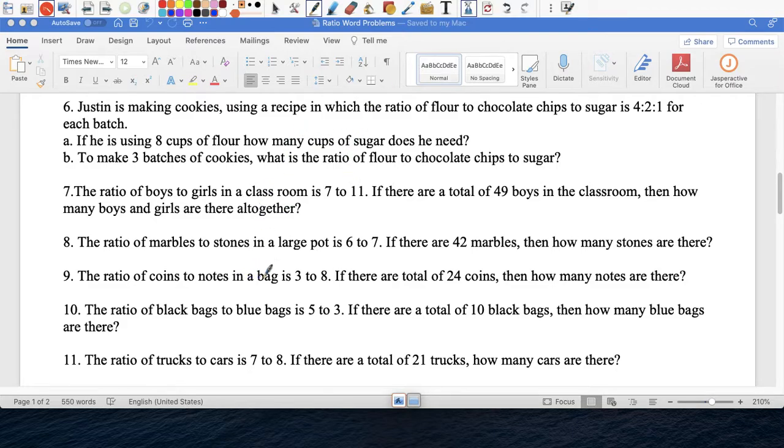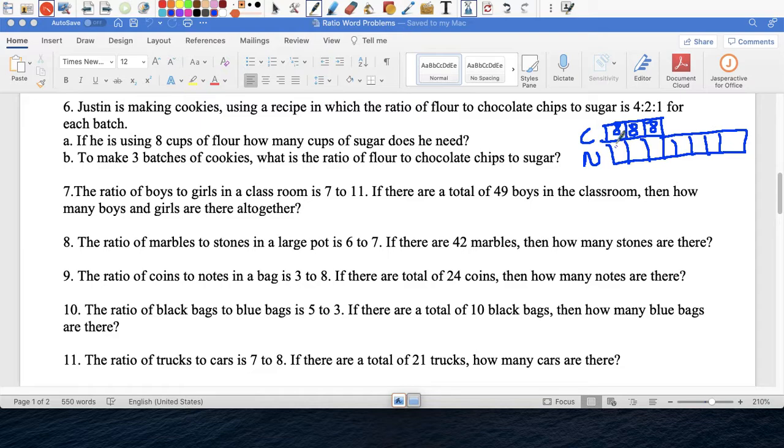The ratio of coins to notes in the bag. So this is coins to notes. Let me use a tape diagram. 1, 2, 3 and 1, 2, 3, 4, 5, 6, 7, 8. There are 24 coins. How many notes are there? If there are 24 coins, that means in these 3 boxes I divide 24 by 3 and I get 8 plus 8 plus 8.